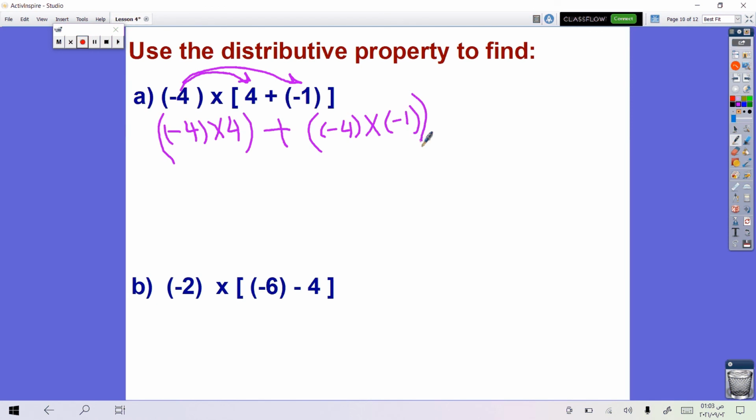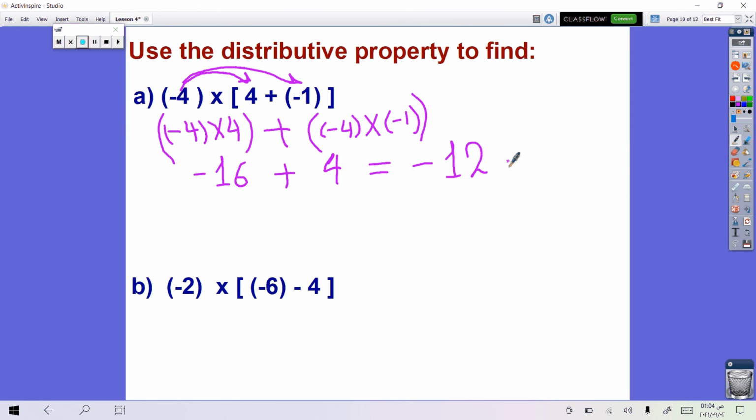You have to perform the operation inside the brackets. Negative 4 by 4 will be equal to negative 16 plus negative 4 by negative 1, it will be equal to 4. Then negative 16 plus 4, you will get negative 12, which is the result.